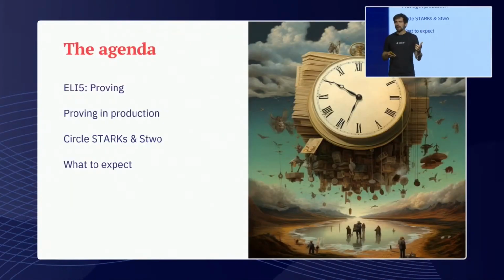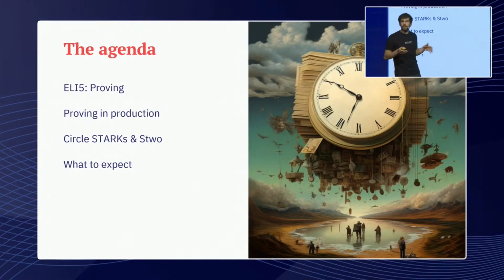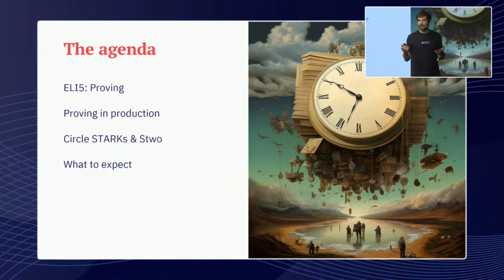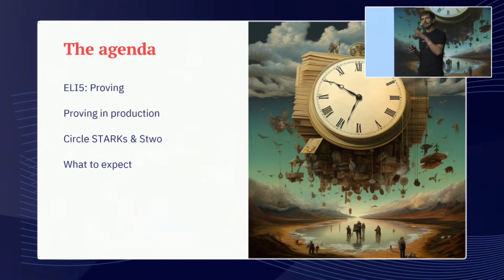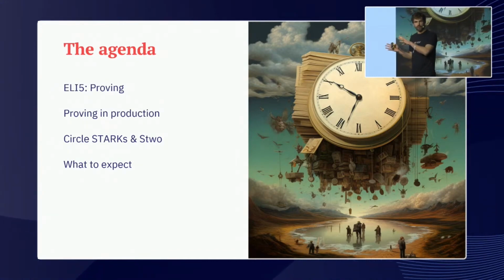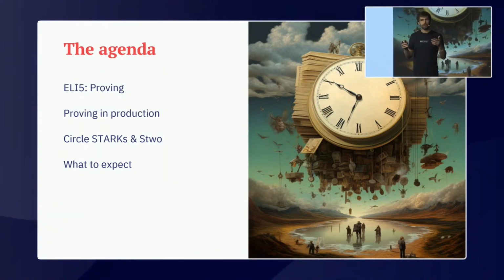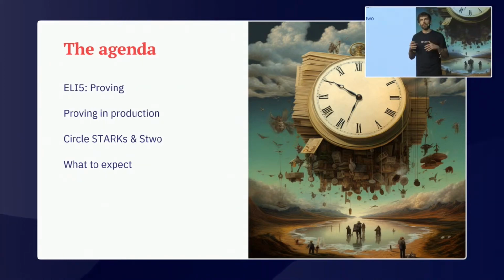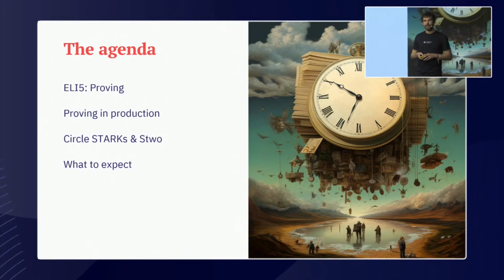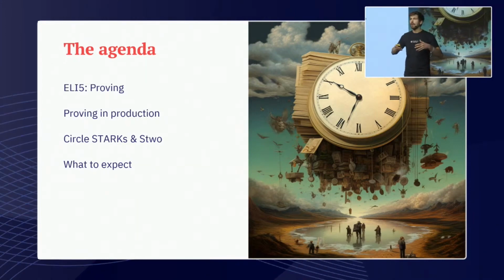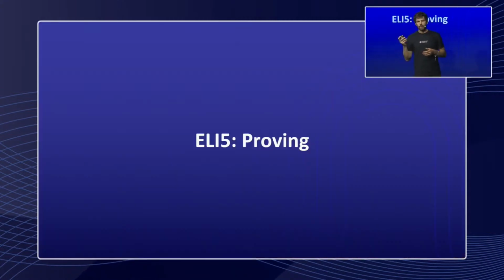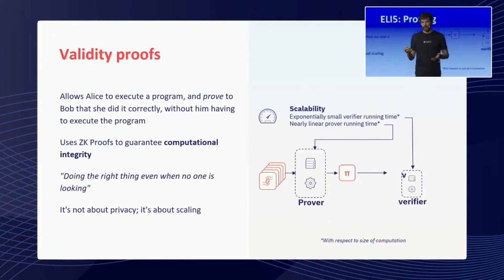So here's the agenda I'm going to follow. We're going to start with a small overview of what proving is, what exactly proving means. I'm going to talk a little bit then about how this is used in production. How do we use proving for Starknet? Then I'm going to talk about Stwo and Circle Starks, which are the new announcements that were made. And finally, I'm going to talk about what are the consequences we expect that Circle Stark and Stwo will bring in production. So a small ELI5 on proving.